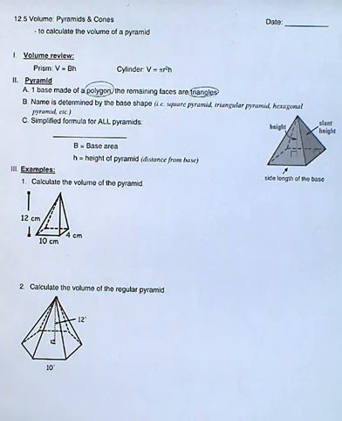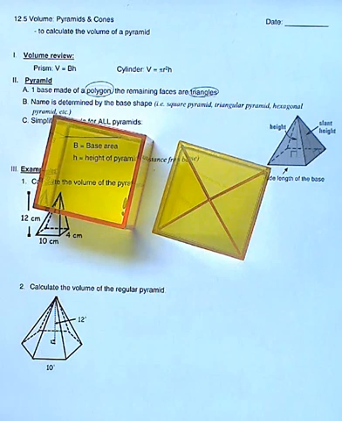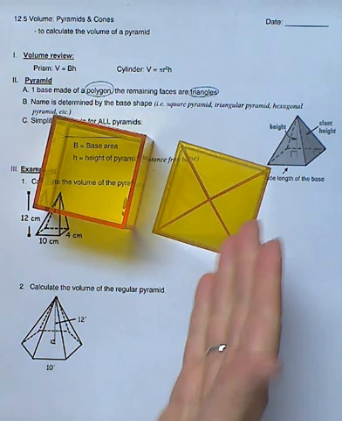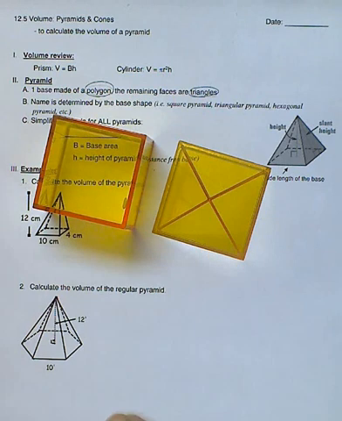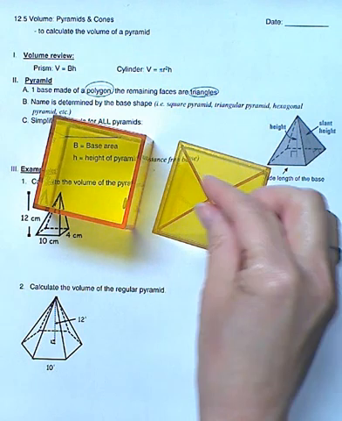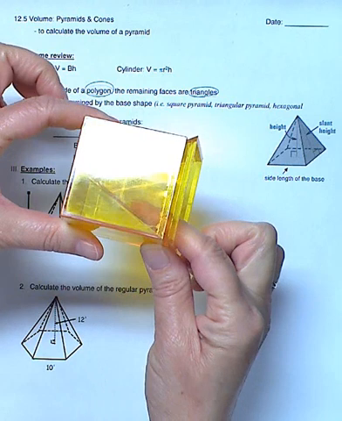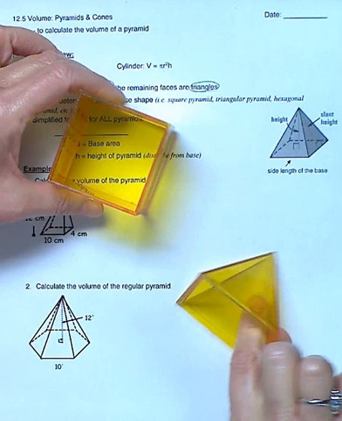So the question is, how does a prism and a pyramid relate? What if I have a prism and a pyramid that both have square bases and are the same height? How are they related? Well, do you think it's half that volume, a third that volume, a fourth that volume? We have the same base area, the height is the same, but this is definitely less. It's definitely less because it fits inside. How much less? So let's do a little experiment here.